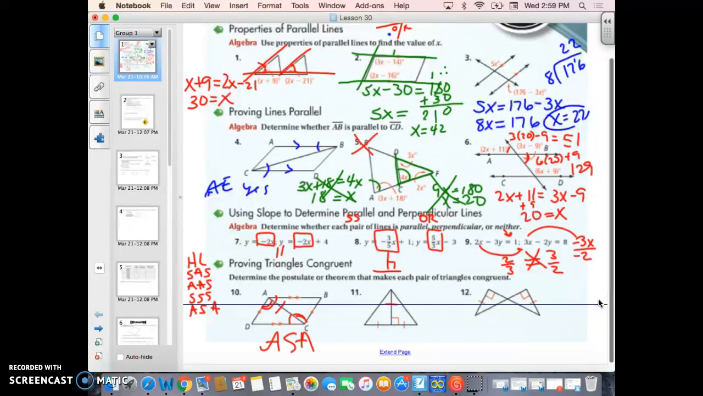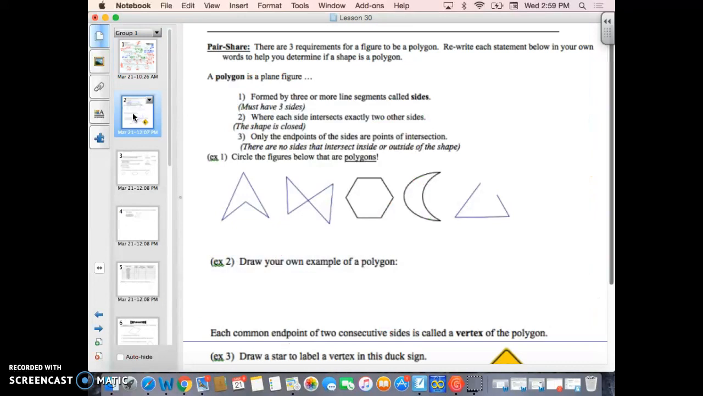Here we got side, angle, side. The angles are congruent, and then we know the two sides. And over here, this would be angle, angle, side. Those are vertical angles, these are right angles, and then the side. So angle, angle, side. So a quick review. If any of that is confusing to you, you might want to go back and study. All right, let's go ahead and learn the new stuff.